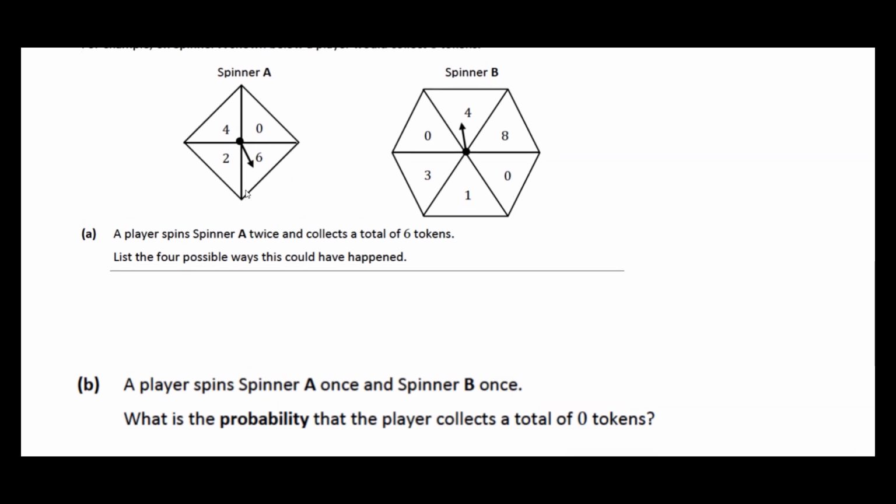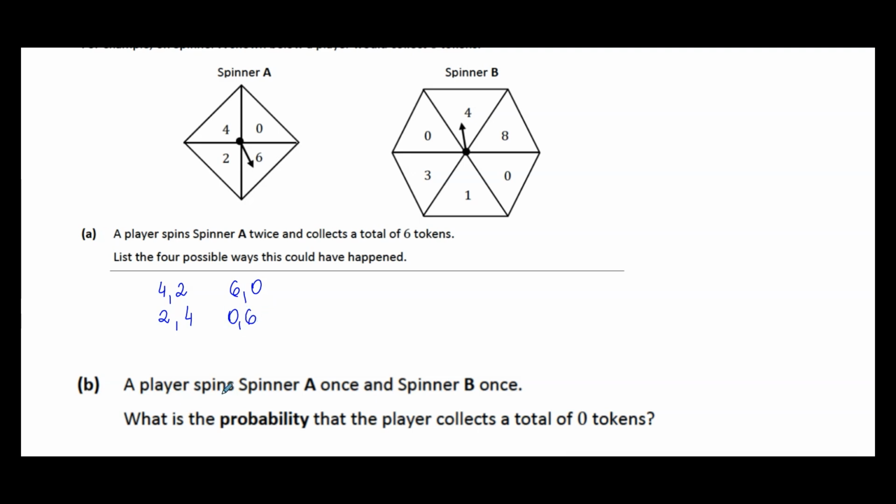A player spins spinner A twice and collects a total of 6 tokens. List the 4 possible ways this could have happened. So if somebody spins 4 and 0, it's not going to get 6, is it? If he spins 4, he has to get 2. And therefore, that follows the logic. Maybe he got 2 first and then 4. And then the other option, we have 6. So if somebody got 6, that means the second one got 0, or got 0 the first time and 6 the next. That was easy enough.